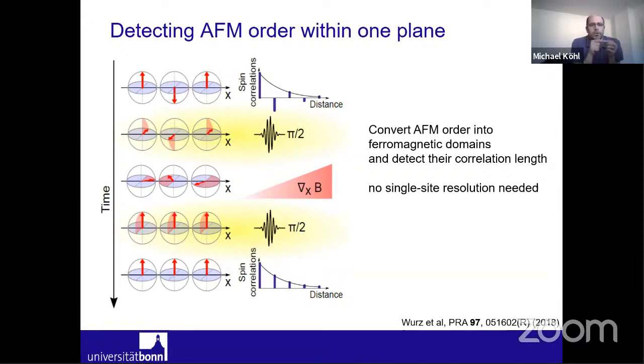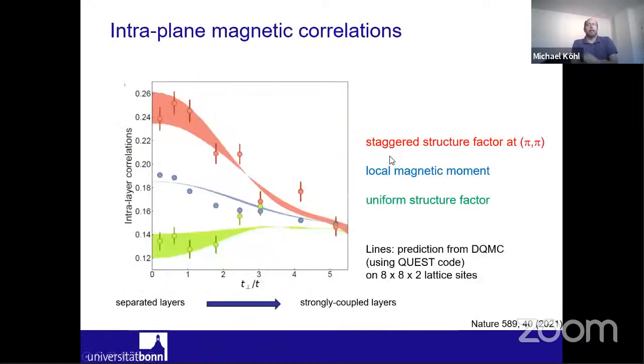And as I said, if we now choose a different gradient, or a different time, we can measure this for any k vector of this spin spiral in the Brillouin zone and also into any direction. And with this, we can then directly measure the magnetic correlations in the plane.